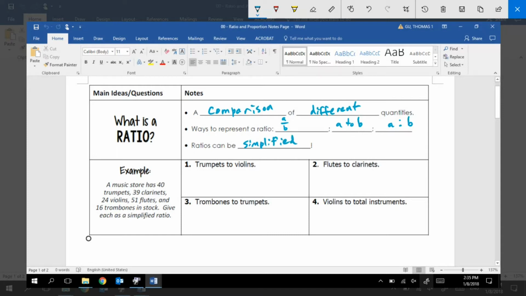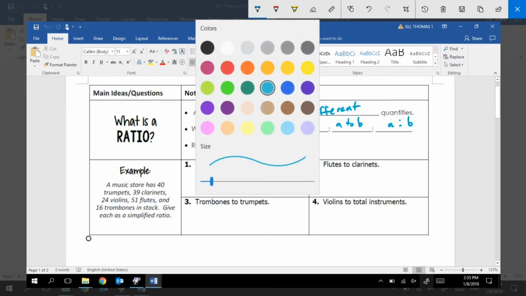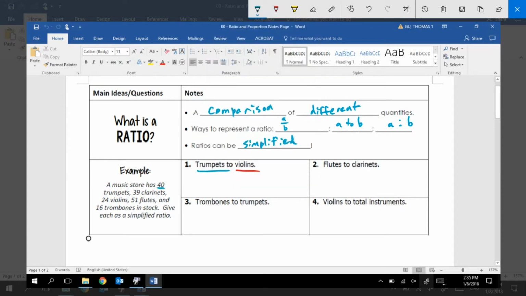A music store has 40 trumpets, 39 clarinets, 24 violins, 51 flutes, and 16 trombones in stock. So give each as a simplified ratio. Let's take a look here. Number 1 is asking for trumpets to violins. So let's color code this word. How many trumpets do we have? We have 40 trumpets. And how many violins do we have? We have 24. So that means my ratio would be 40 to 24.